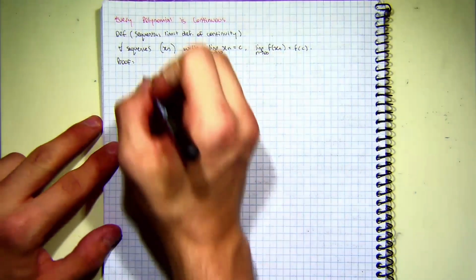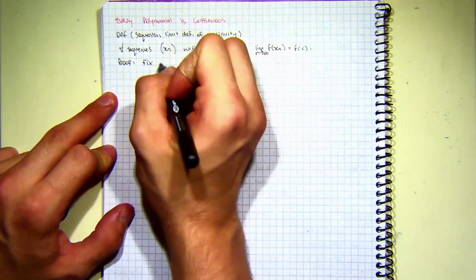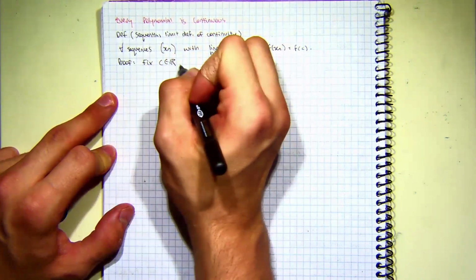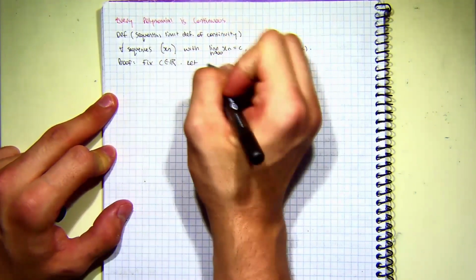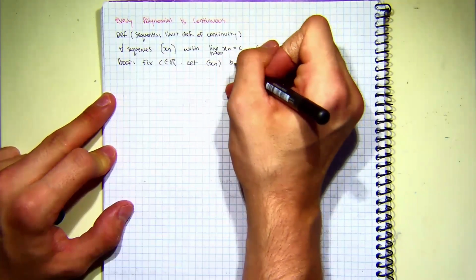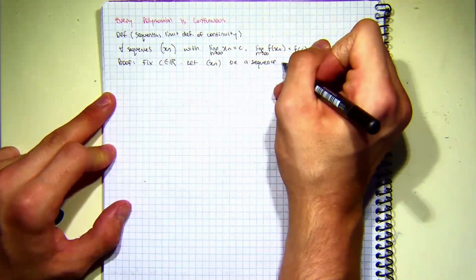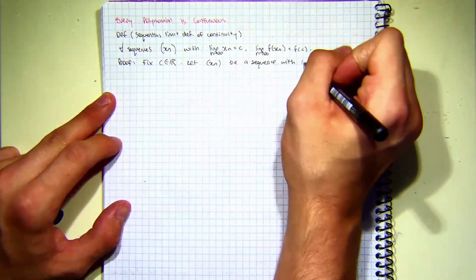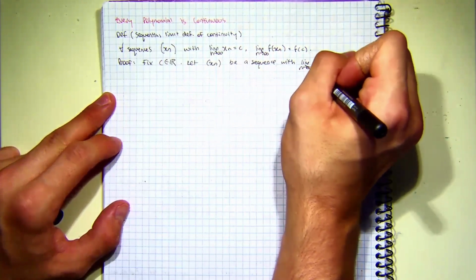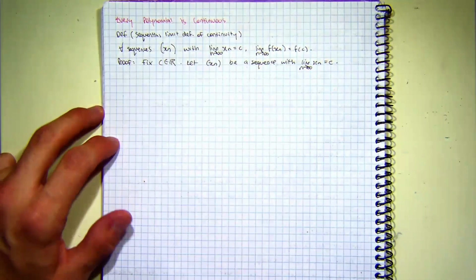Okay, so for our proof here, let's fix c to be in the reals and let xn be a sequence with the limit as n approaches infinity of xn equal to c, which is our given condition.